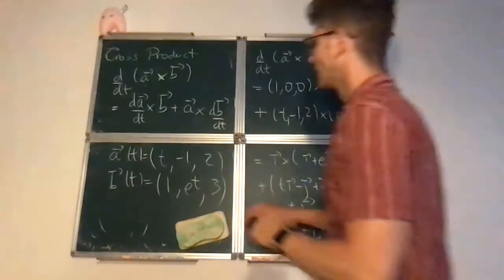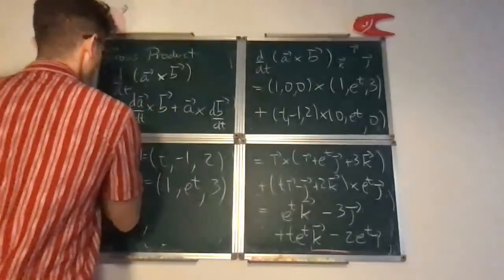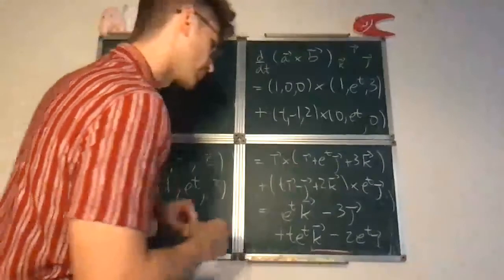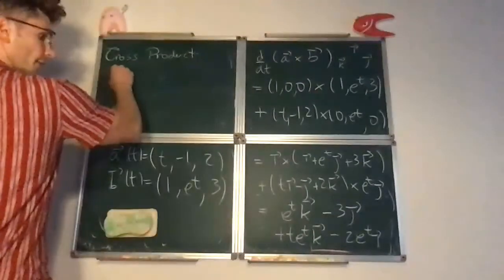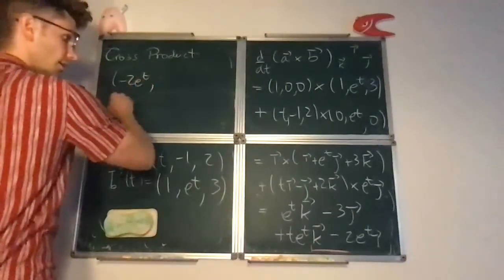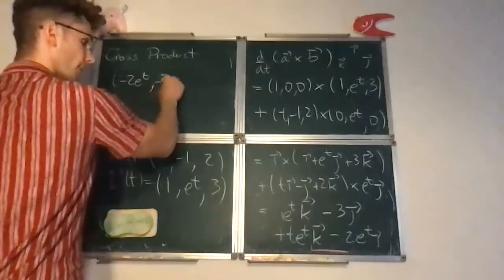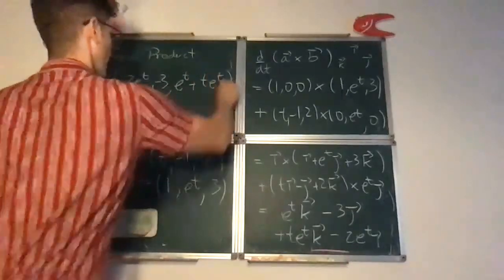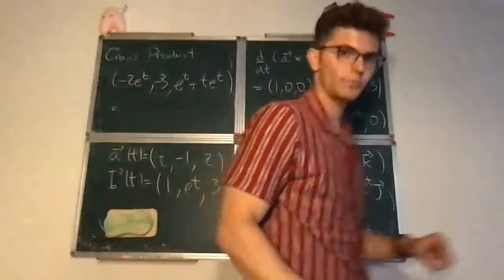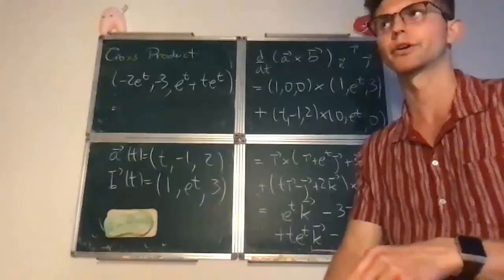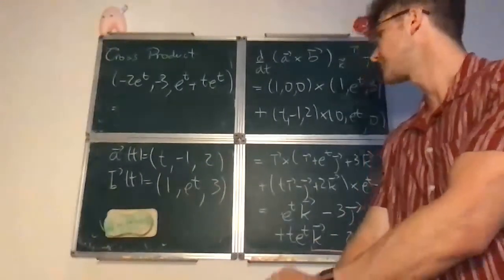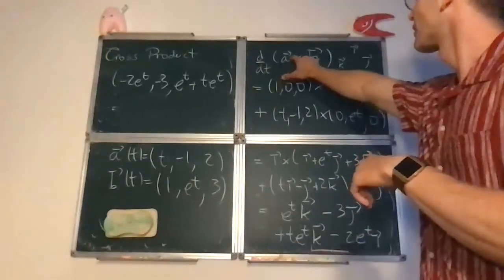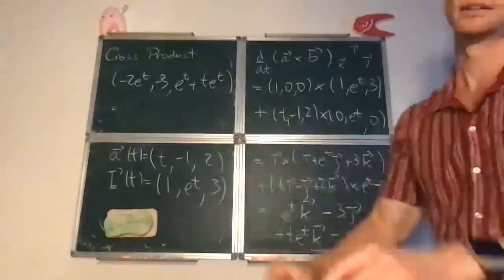Okay, so you could leave the answer that way, but if you want to group these things together, this is negative 2 e to the t, negative 3, e to the t plus t e to the t. And that would be the formula for the derivative of that cross product. So again, you can do this in different ways. You can do it with the determinant formula, or you can take the cross product first and then differentiate and check that that gives you the same answer.